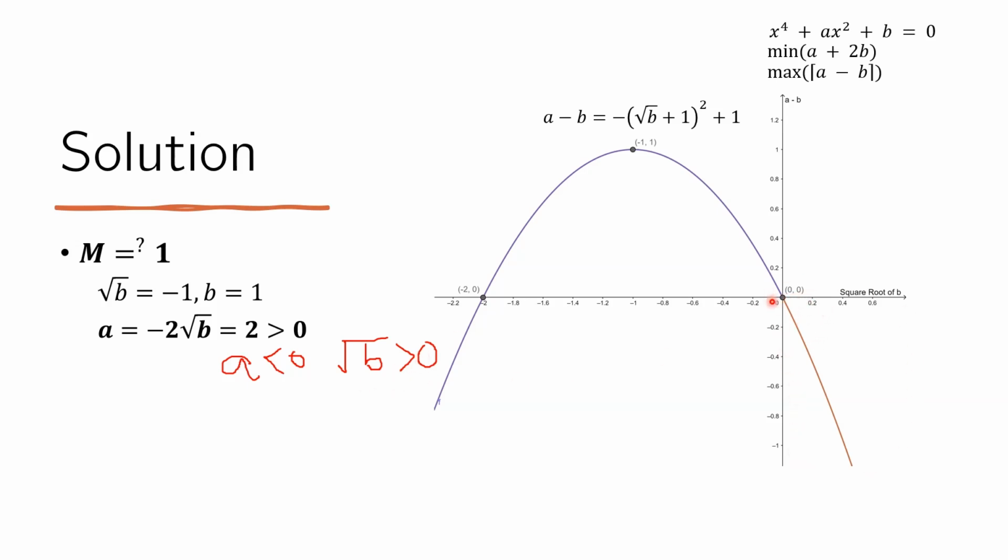It's only this bit. And just by looking at this graph, we see immediately that the maximum value could be here, right? But 0, 0 is not part of the solution, right? Because we want a and square root of b to be greater than 0. It cannot be 0, 0. So it's somewhere just above 0, 0, okay?